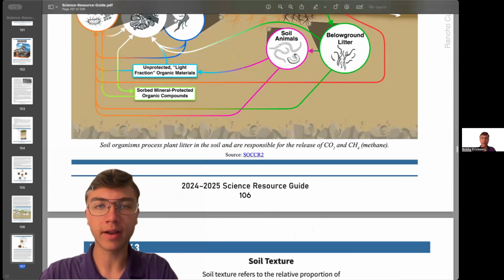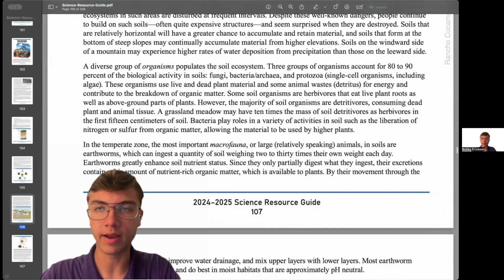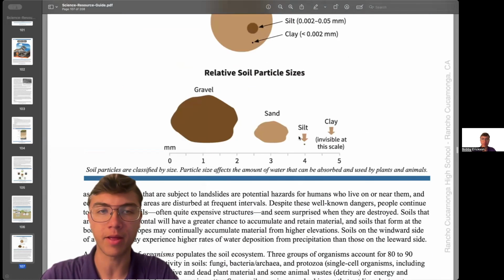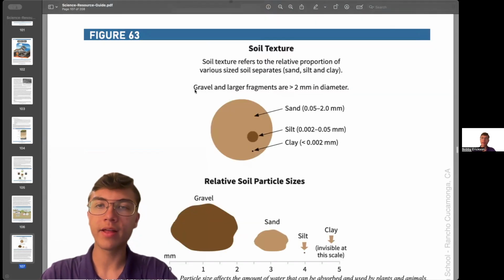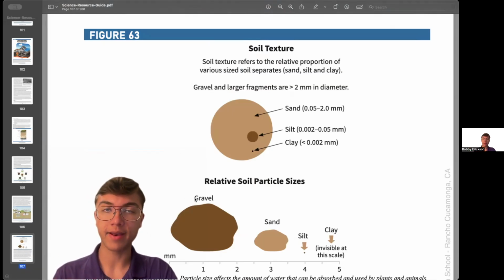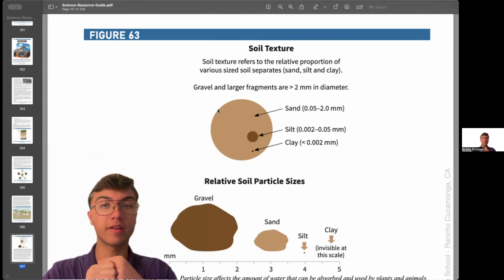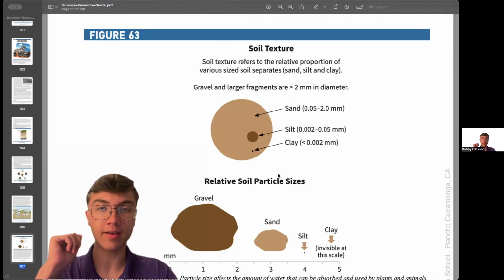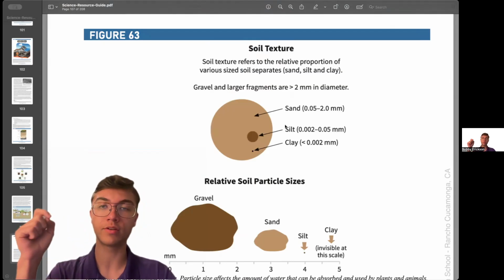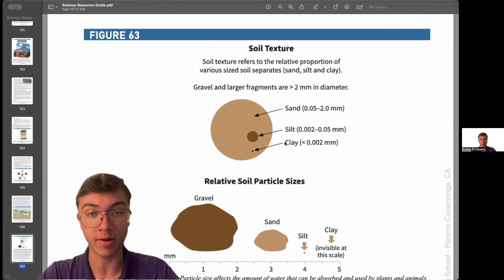Okay, next up, we don't need to get to figure 62 yet, I don't think, because that's for organisms. But we can talk about soil texture and what makes them up. This is a very useful chart, so please try and remember it. We have gravel, sand, silt, and clay. Gravel and larger fragments are greater than 2 millimeters in diameter, whereas sand is just about 0.05 to 2 millimeters, silt 0.002 to 0.05 millimeters. Then we've got clay, which is less than 0.002 millimeters.